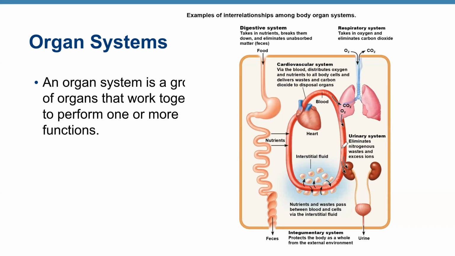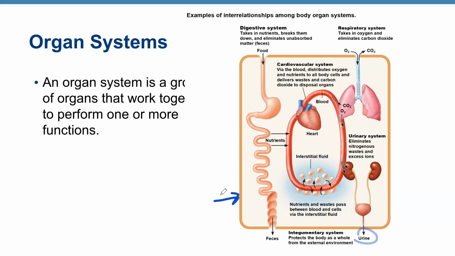it. And because your cells carry on chemical reactions, they will make waste products of metabolism. Those waste products move to the bloodstream, and your blood takes them to your kidneys, and your kidneys will eliminate those nitrogenous wastes and excess ions in urine.